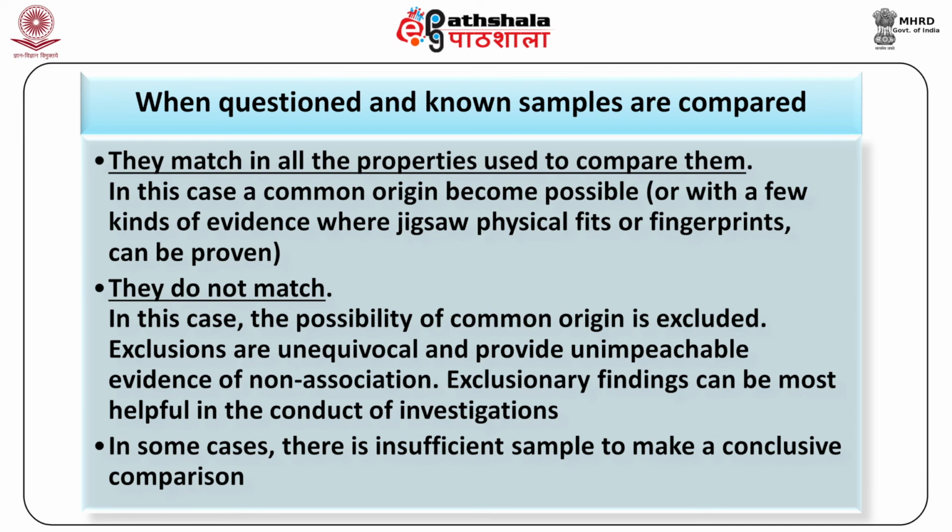In this case, a common origin becomes possible, or with a few kinds of evidence, where jigsaw physical fits or fingerprints are involved, it can be proven. Next, they do not match. In this case, the possibility of common origin is excluded. Exclusions are unequivocal and provide unimpeachable evidence of non-association. Exclusionary findings can also help in the conduct of investigators.